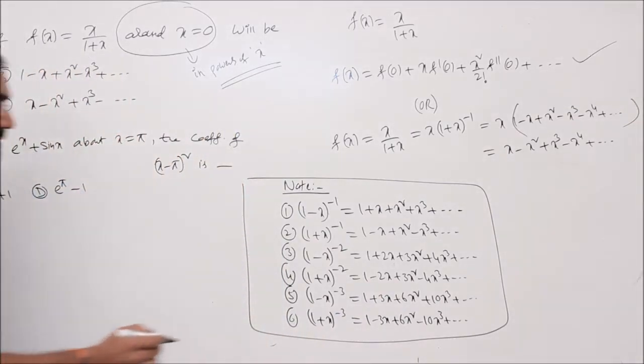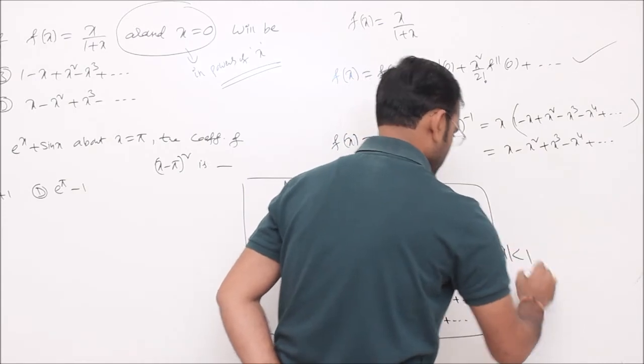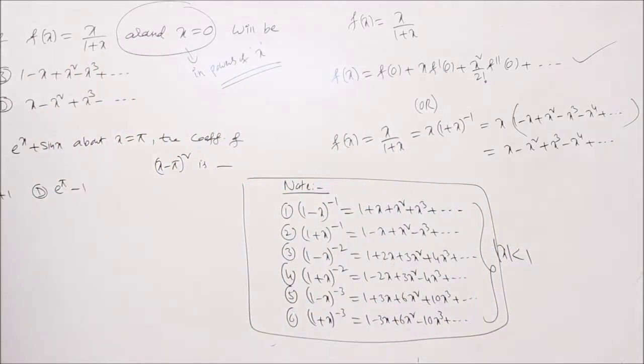All these expansions are valid for mod x less than 1. So answer for that third question is, we will get option D, x minus x square plus x cube minus x power 4 and so on.